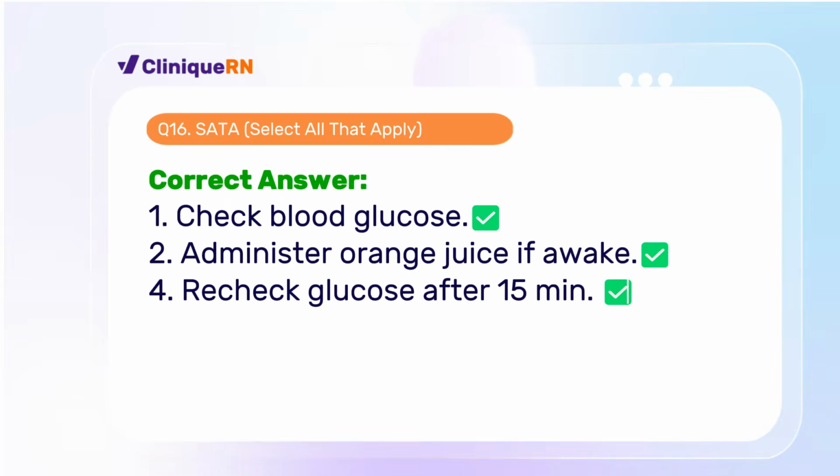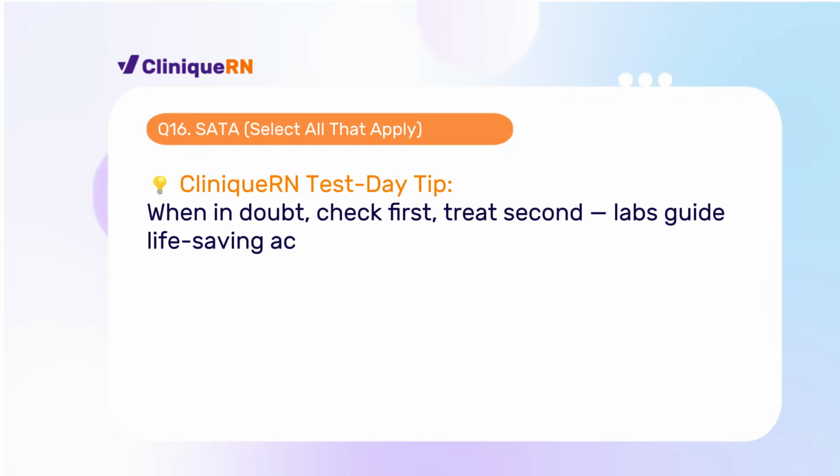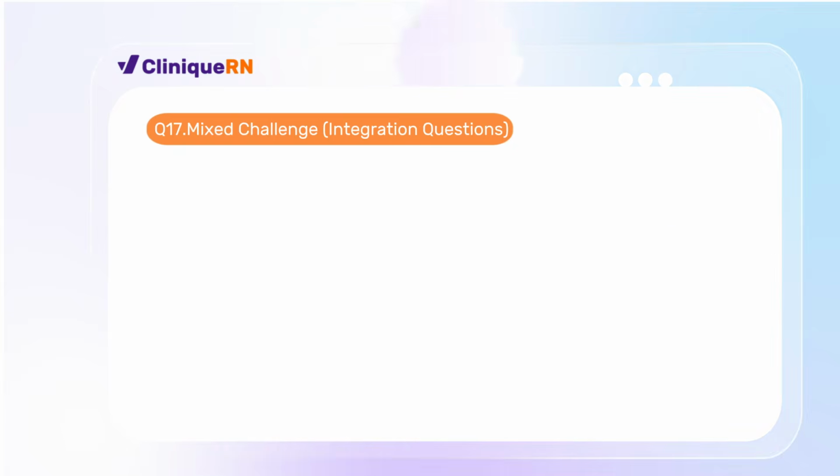The correct answers are 1, 2, and 4. Rationale: Classic 15-15 rule. 15 grams of carb means recheck after 15 minutes. Never give insulin during hypoglycemia. That worsens it. CliniqueRN test day tip: When in doubt, check first, treat second. Labs guide life-saving action.